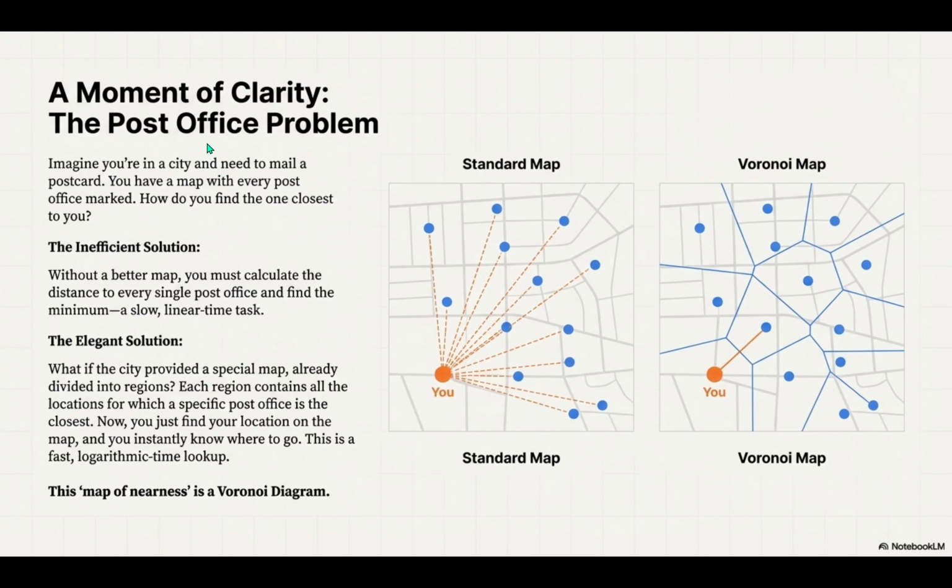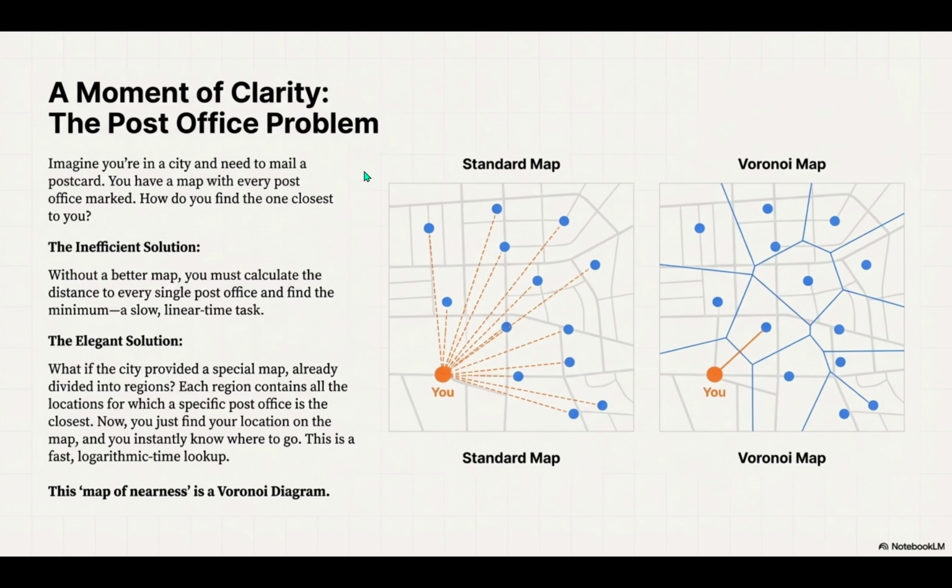The only rule is this. Every single point inside a given cell is closer to that cell site than to any other site on the entire map. I think the classic post office problem makes this really clear. It's a perfect analogy. You're in a new city, you need to find the closest post office. The inefficient way, the KD tree way, is to measure your distance to every single one. A linear search. It's slow.